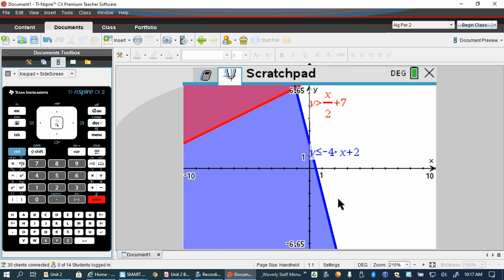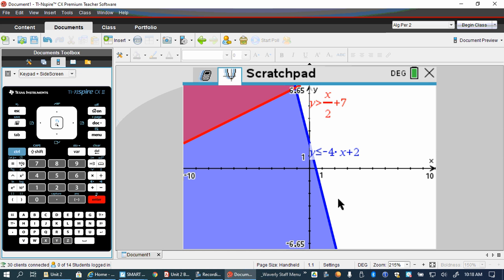So which of those points would be in the solution set? Is 3, negative 6 in this solution set? No. Is 3, negative 6 in the solution set? No. Where's the overlap, by the way? Wouldn't the overlap be up in here? Yes. Okay.